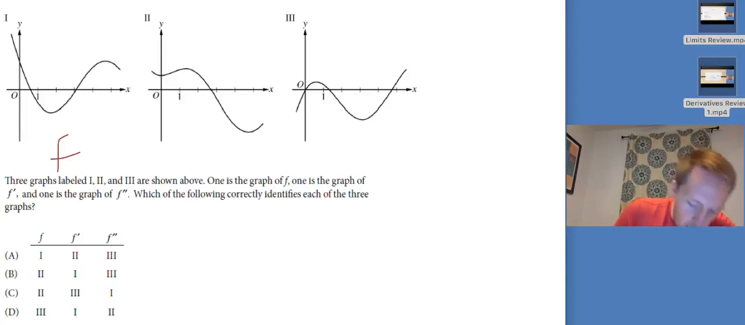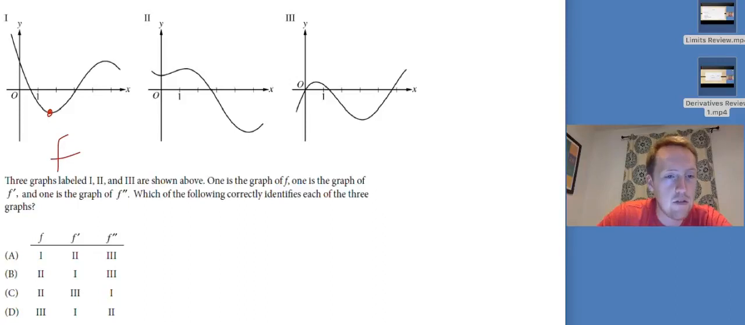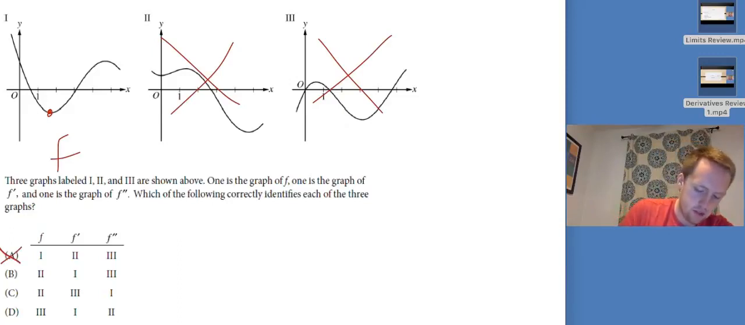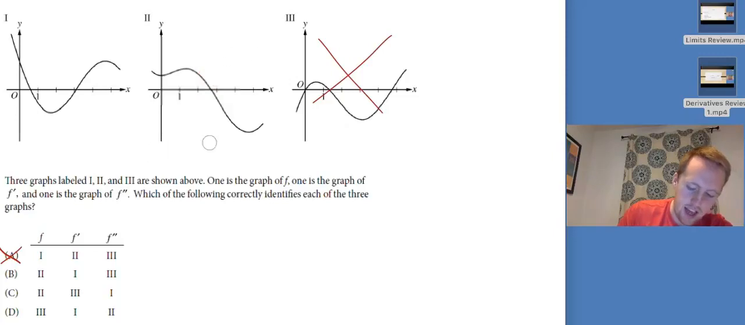So that means up until about here, its derivative must be negative. Okay, well, 2 doesn't do that. 2 is positive for a while. And 3 starts off negative, but it's not negative for long enough. Oh, I guess 1 isn't f then. So I just ruled out a. Well, let's try again. Oh, my pen's fighting me now. It's just like in class.